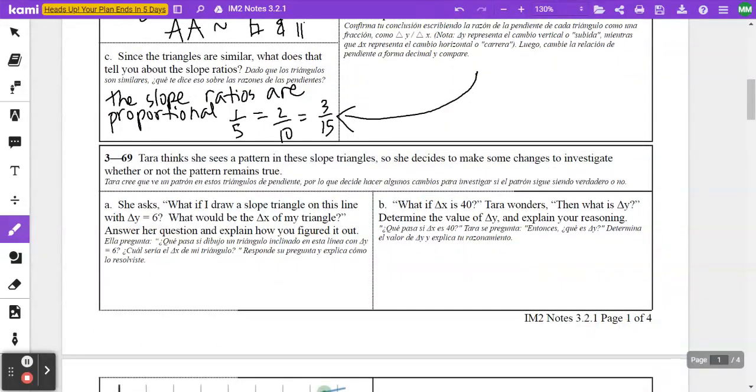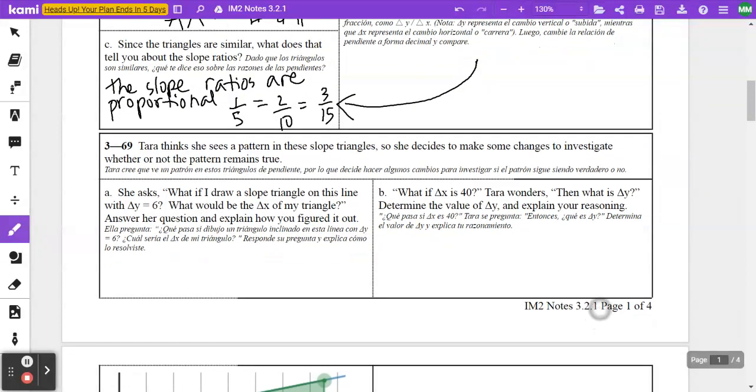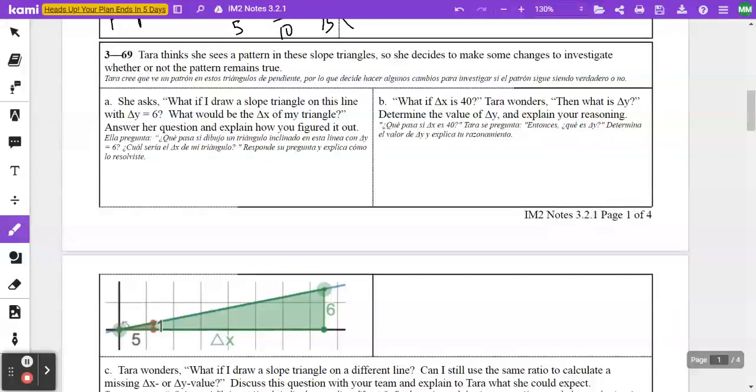3-69. Tara thinks that she sees a pattern in the slope triangles. So she decides to make some changes to investigate whether or not the pattern remains true. First, she asks, okay, what if I draw a slope triangle on this line with change in y equals 6? What will the change in x be? Let's go ahead and explore Tara's idea.